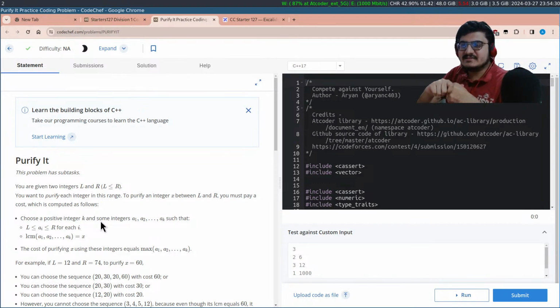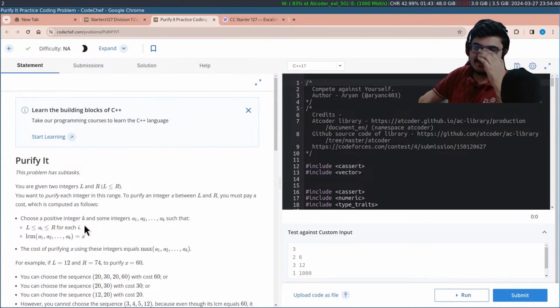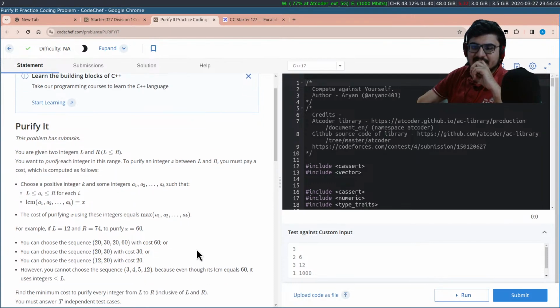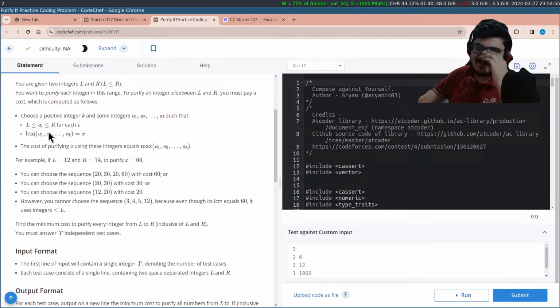You are given two integers L and R. You have to purify each integer in this range. To purify an integer x between L and R, you must pay a cost, which is computed as follows. Choose a positive integer k and some integers a1, a2, ..., ak, such that all the numbers are between L and R, and the LCM of all the selected numbers is equal to x. The cost of purifying x using these integers is equal to the max of all the numbers we have selected. Then an example is given, L equal to 12 and R equal to 74.